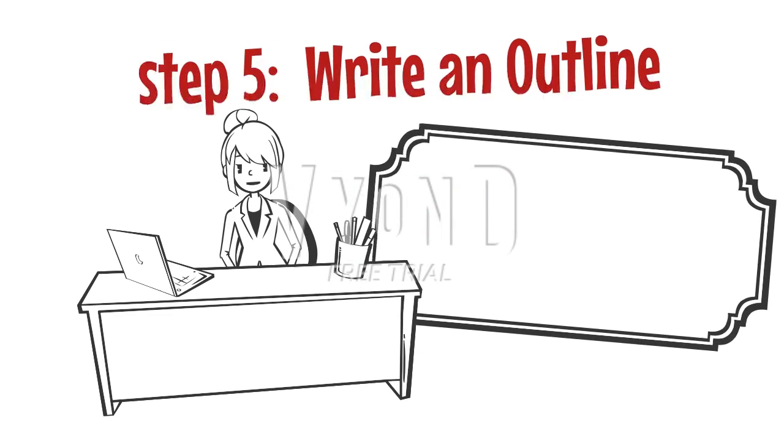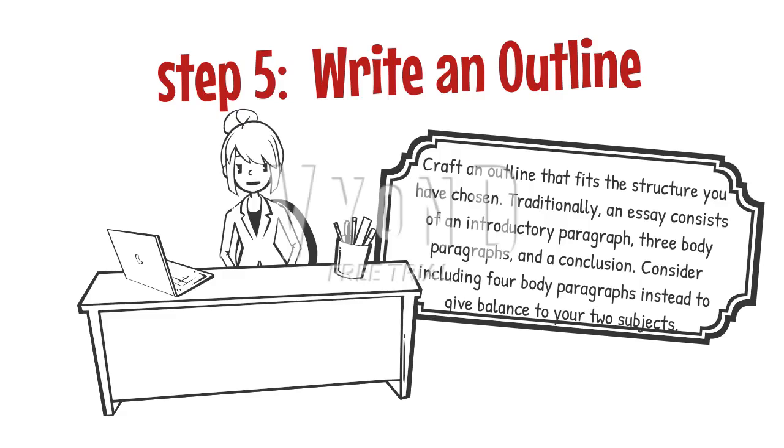Step 5. Write an outline. Craft an outline that fits the structure you have chosen. Traditionally, an essay consists of an introductory paragraph, three body paragraphs, and a conclusion. Consider including four body paragraphs instead to give balance to your two subjects.